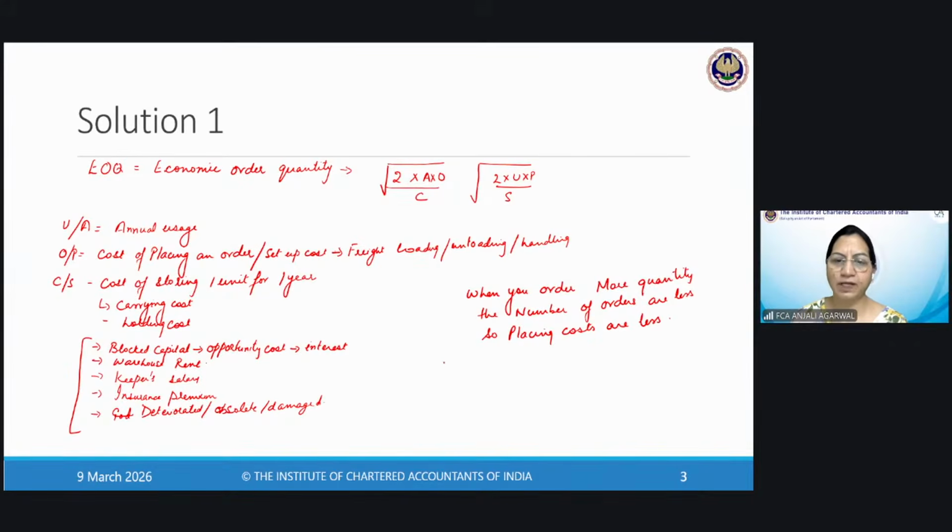For example, if you want to buy 12,000 units in a year, that is your usage, and it is evenly consumed throughout the year, let's say 1,000 units per month. So if you order 1,000 units, you will have to place the order 12 times. So your placing cost would be 12 into the cost of placing an order. But if you order 500 units at a time, then you will have to place 24 orders.